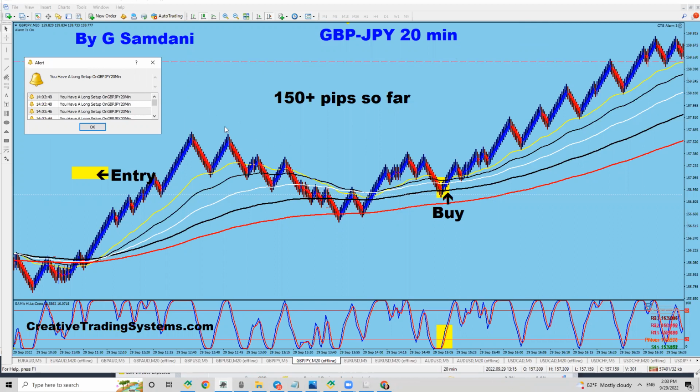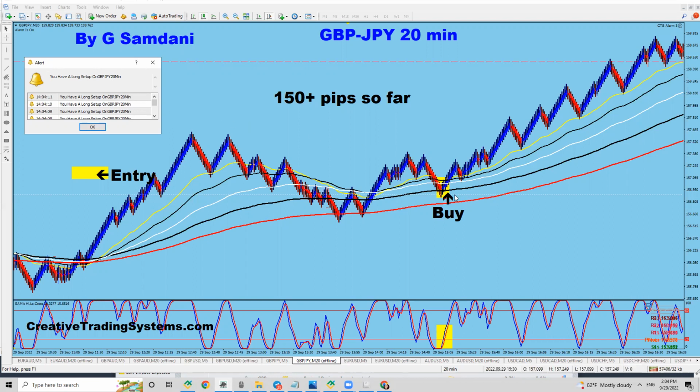First of all, what is our 20-minute chart? For example, this one, pound yen is beeping right now. This is my CTS alarm right there, CTS alarm 3. It's beeping 4. So you can read here, you have a long setup. Why is it not saying short setup? Because it's a long setup.